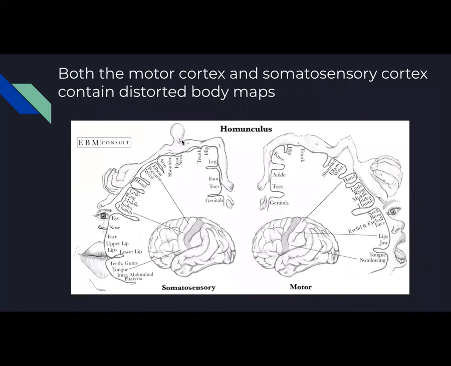And the motor cortex and somatosensory cortex are quite interesting as well, in that they contain distorted body maps. So actually the area of the region can correspond to the amount of sensory information that you can get from a certain body part. For example, fingers have a very large dedicated area to them, so we can sense a lot more with our fingers than we can, for example, with our toes, potentially. So there's a little bit of a scaling.